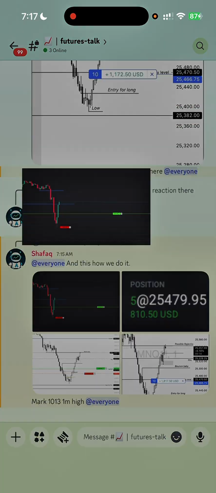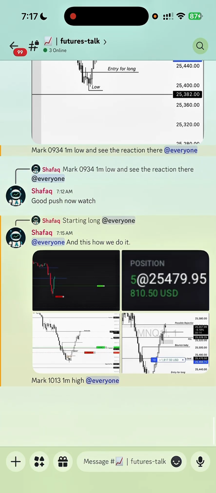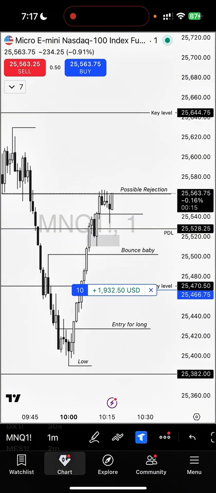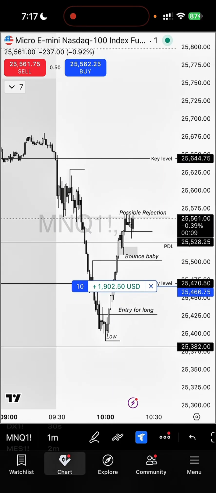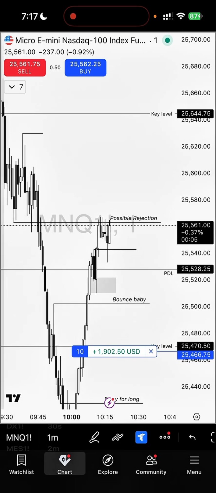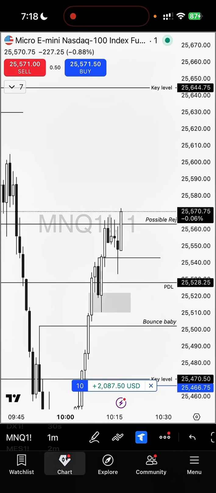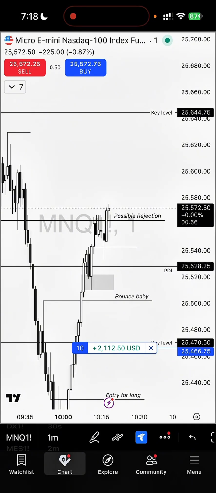As you all see, I took it in all of my accounts. I posted that there. And this is how we do it, baby. This is good momentum here. Perfect. A close above that area would be ideal, creating an imbalance. It's a good push.